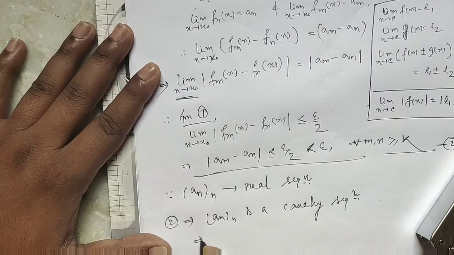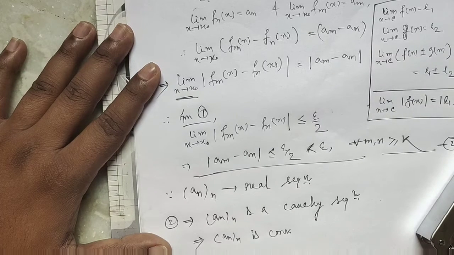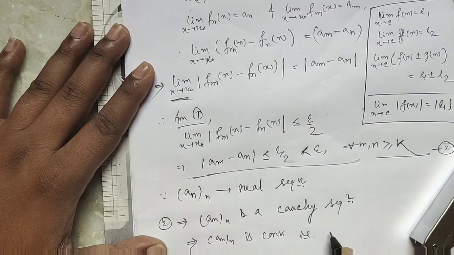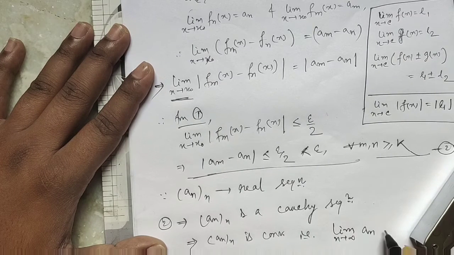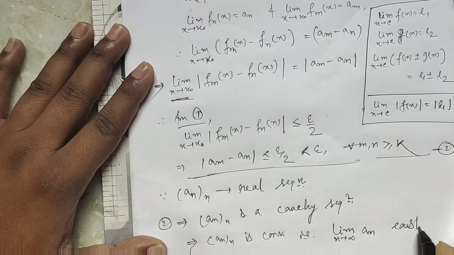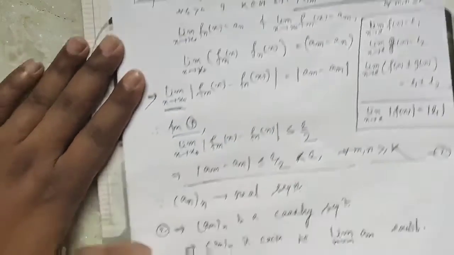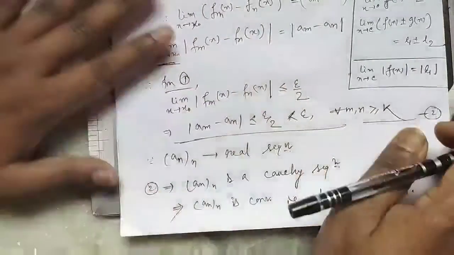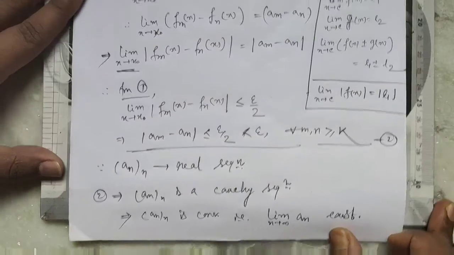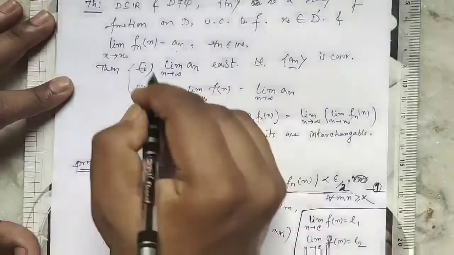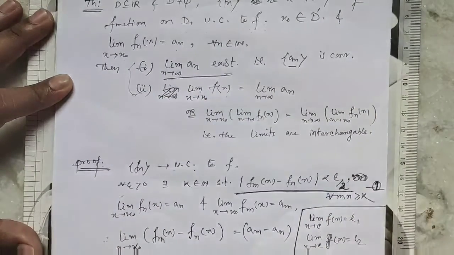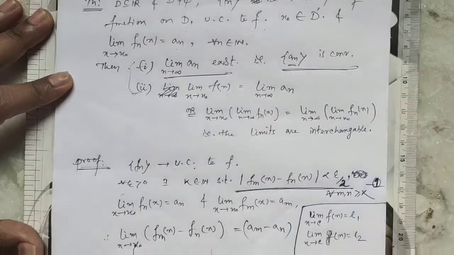Clear? This implies this is convergent, that is, the limit as n tends to infinity of an exists. Okay, so the first part is done. The limit as n tends to infinity of an exists, that is, the sequence is convergent.